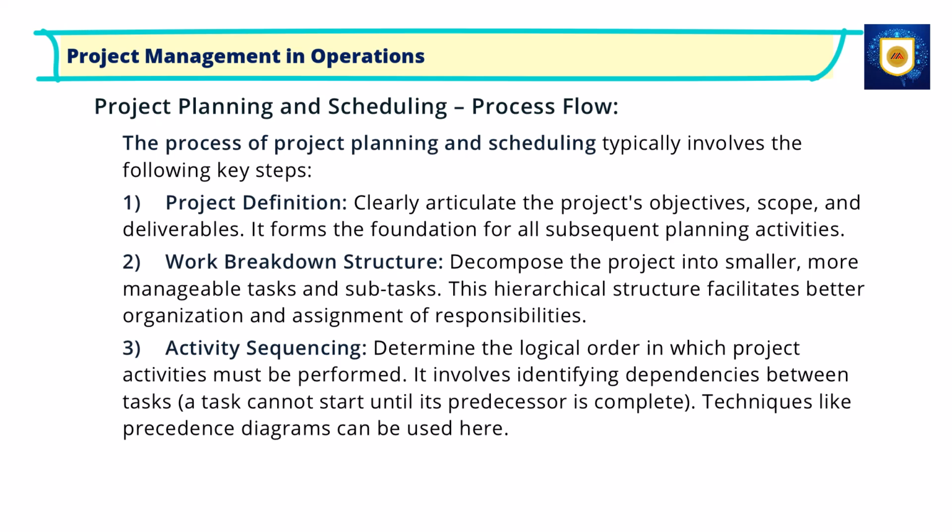It forms the foundation for all subsequent planning activities. 2. Work breakdown structure, decompose the project into smaller, more manageable tasks and subtasks. This hierarchical structure facilitates better organization and assignment of responsibilities. 3. Activity sequencing, determine the logical order in which project activities must be performed. It involves identifying dependencies between tasks. A task cannot start until its predecessor is complete. Techniques like precedence diagrams can be used here.